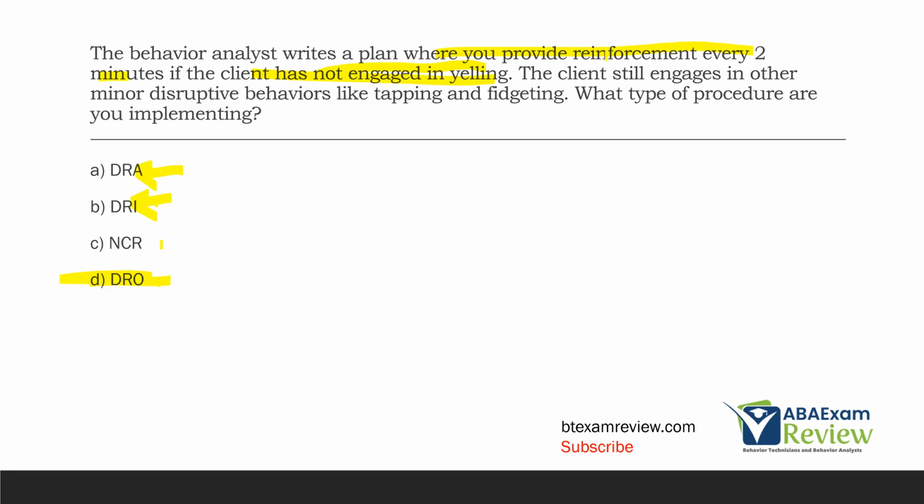But in this case, reinforcement is coming if the client is not engaging in yelling. They're still engaging in other disruptive behaviors. We're not teaching them a replacement. We're just trying to reduce the amount of yelling. And we're doing that with a DRO procedure.